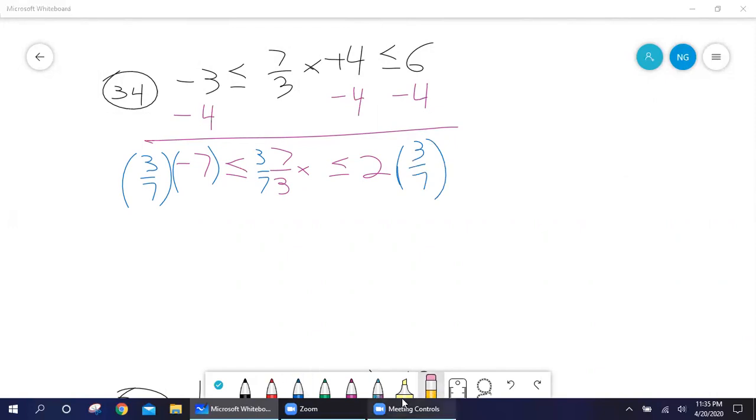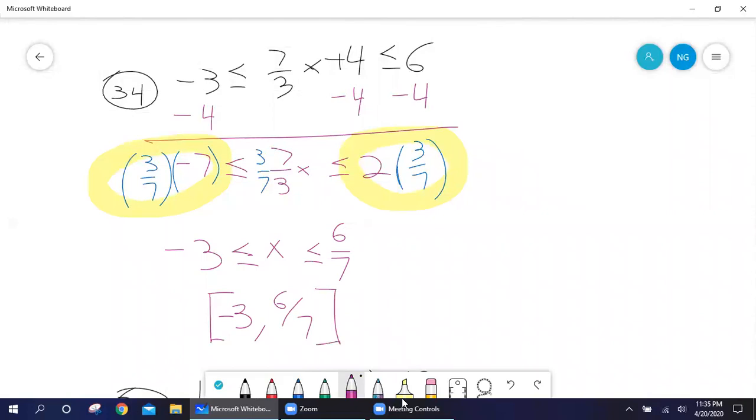So on the left side here, 3/7 times -7 would just give me -3. I did not multiply or divide by a negative, so I'm not flipping any inequalities. On the right side, 2 times 3/7 is going to give me 6/7. And all I'm left with in the middle is the x. And so in interval notation, this is everything from -3 to 6/7. I'm including both, so I put brackets on both of them.